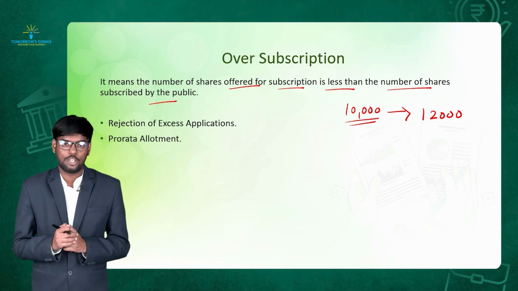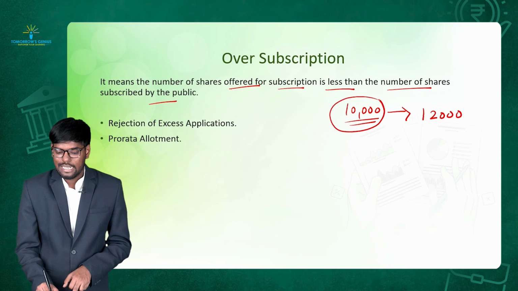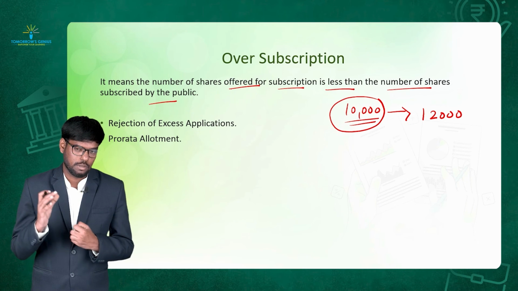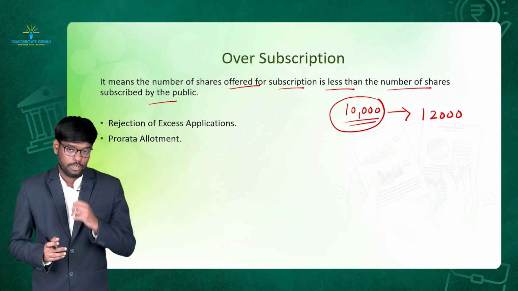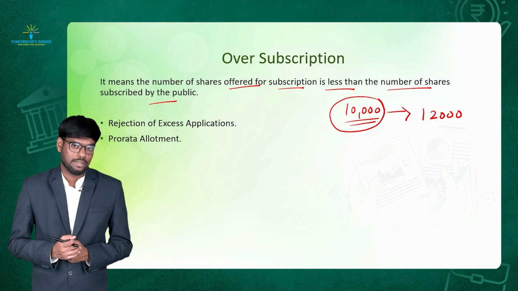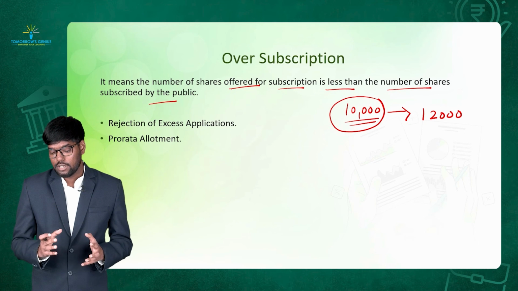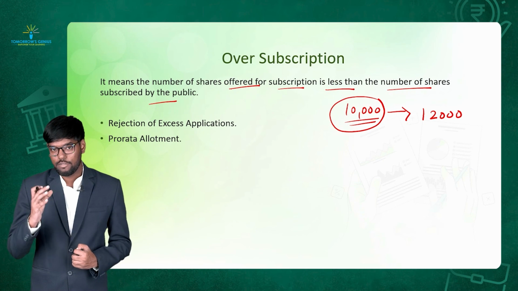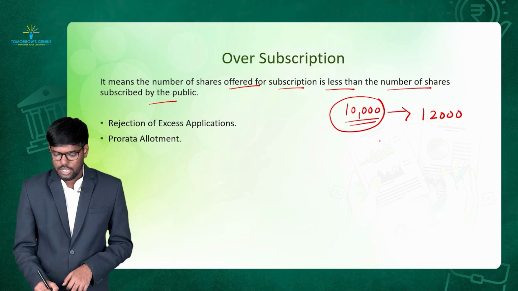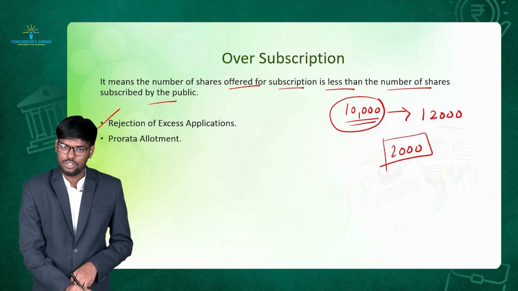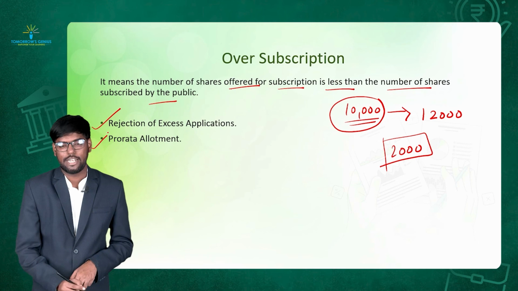But sir, even in this scenario, the company is going to allot only 10,000 shares, that is for sure, right? Because the company is willing to offer only 10,000 shares. So what to do about those 2,000 applications that the company received in excess? That we have to understand here. For those 2,000 excess applications, the company has two options in front of it. The company can reject the excess applications, or the company can do pro rata allotment.